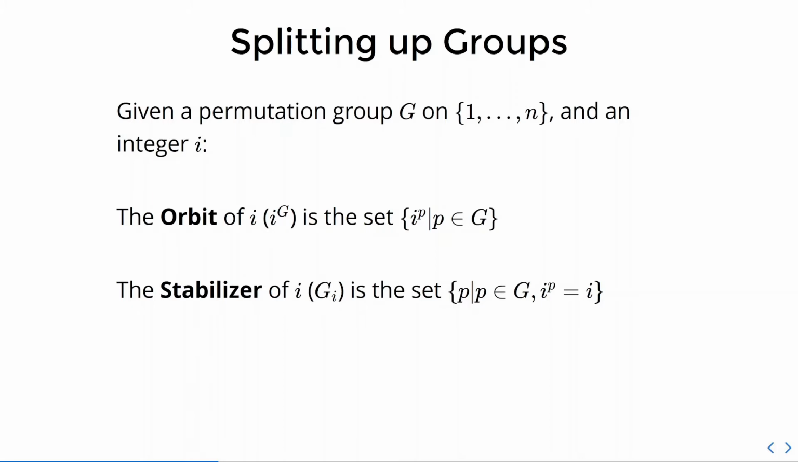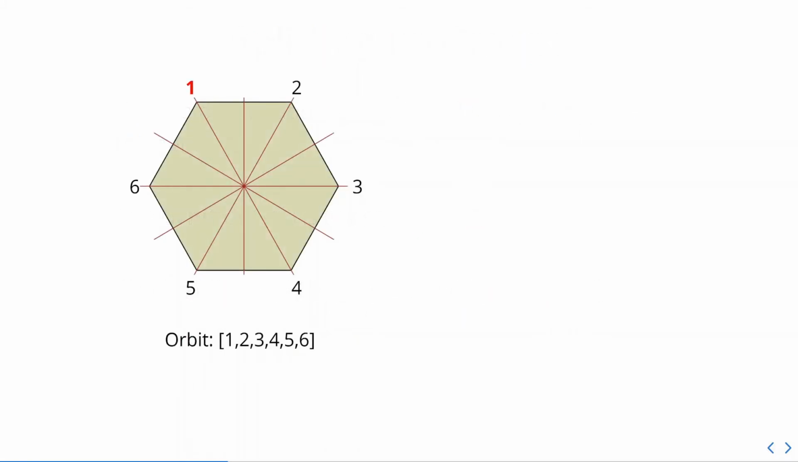The stabilizer of I is the elements of the group which map I to itself. So remember, the orbit is integers, and the stabilizer is elements of the group. Let's give a concrete example which will hopefully make this easier.